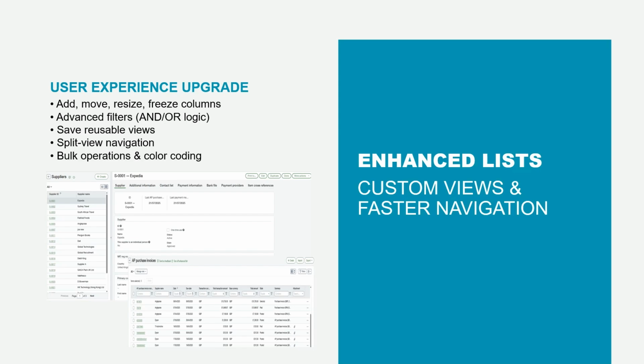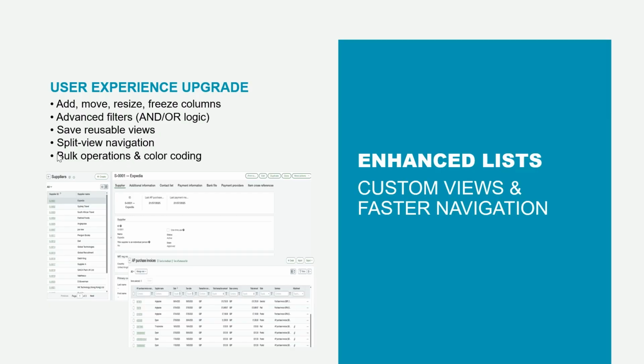There are gains from using this functionality, so you can add, move and resize columns, freeze important columns so they stay visible when scrolling. You can also use advanced filters with and/or logic to narrow those results down. Any custom views, we can save those. And we can also open records in split view, so you can navigate the list and see details side by side.